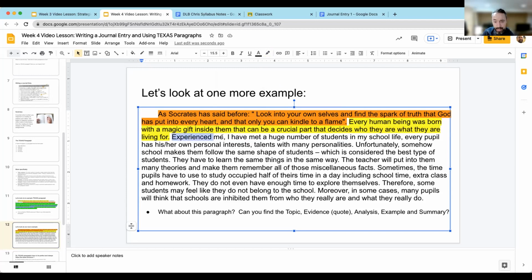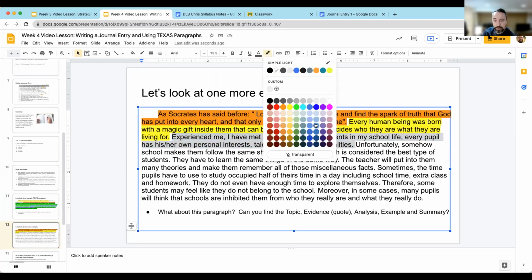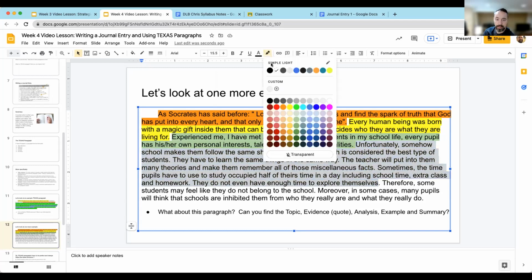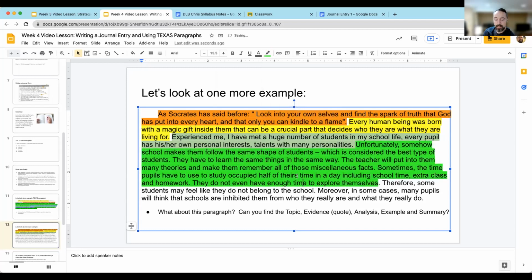Then it looks like they have an example, like they try to describe different students. They're describing an example of how they've met a number of students in their school life with different personal interests, talents, with many personalities. That seems like an example to me. Now here, this part seems more like the analysis. I guess we're highlighting the analysis green.